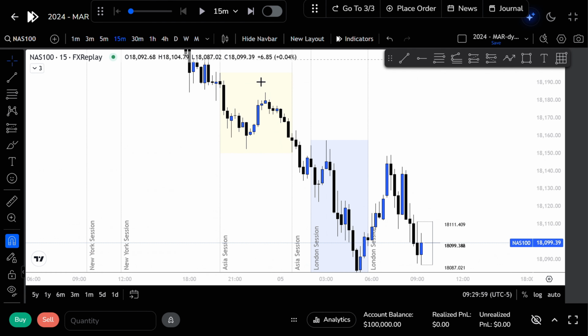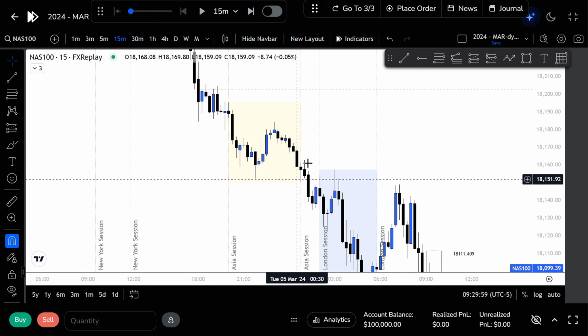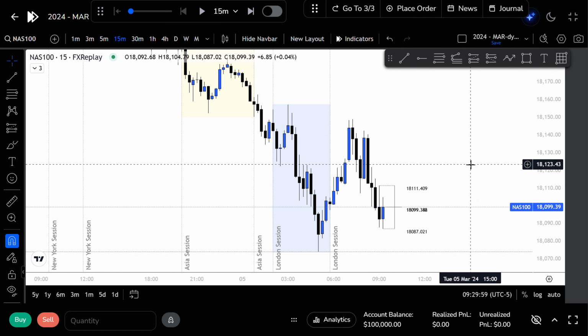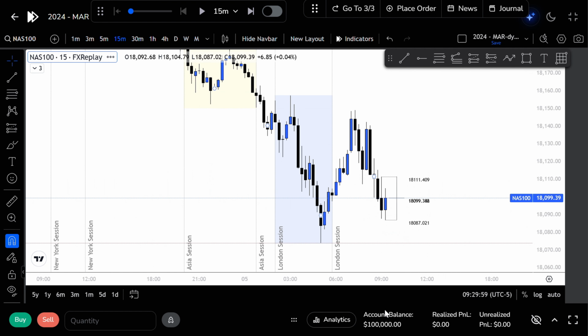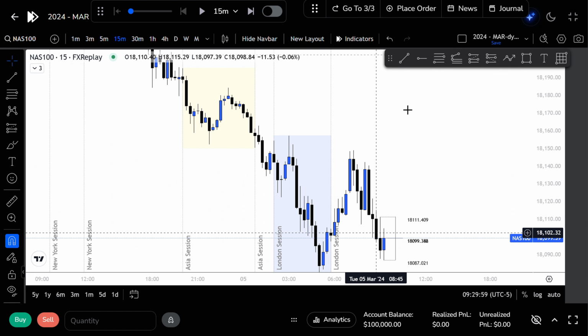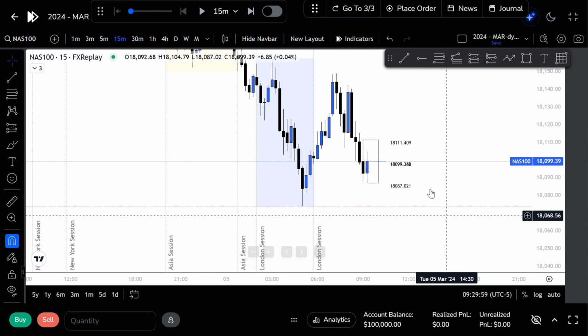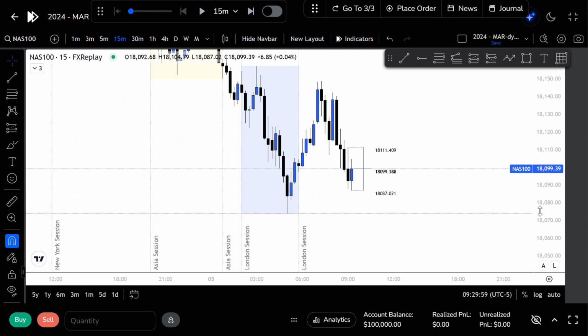As you can see right here, Asia delivered with a little bit of accumulation and London just delivered. Now, what can we expect from the New York session? New York session can either accumulate or manipulate the highs, primarily the highs, and then the lows, or the lows and then the highs. So let's see what happens.